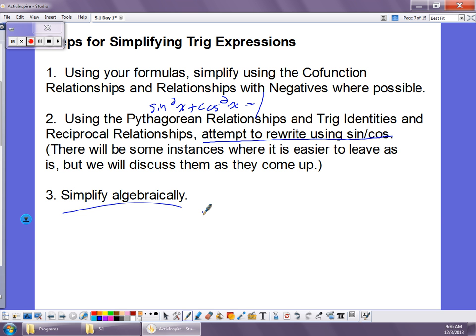All right, so first we want to use our cofunction and get rid of our cofunction problems and get rid of our negatives. And then we want to go to our Pythagorean identities, which are the 9 on the front of your sheet, and see if we can simplify anything there. And then the last step is just to simplify algebraically.